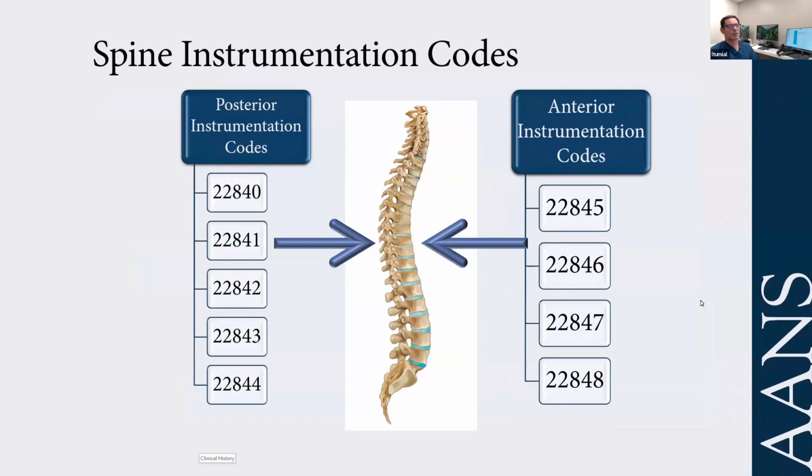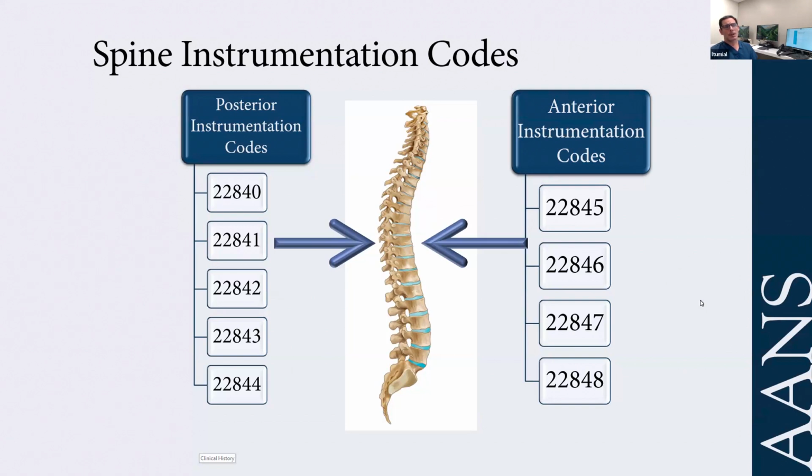Deformity guys are using 22843, and I've never used the 22844, and I hope never to use the 22840. It's the number of levels that we are including in the construct. Anterior instrumentation codes 22845 and 46 are the common anterior cervical ones. These are rarely used anymore in the anterior lumbar spine.